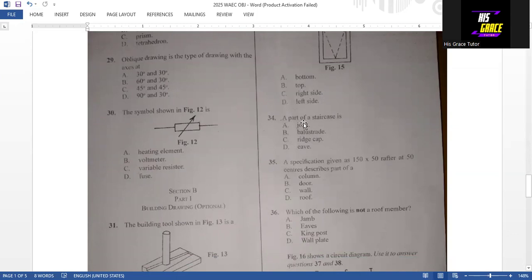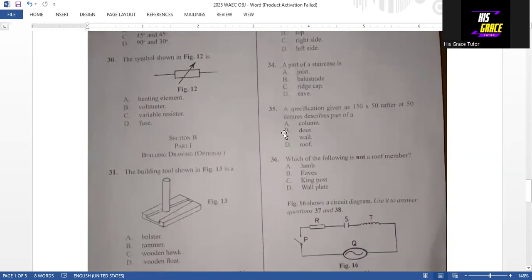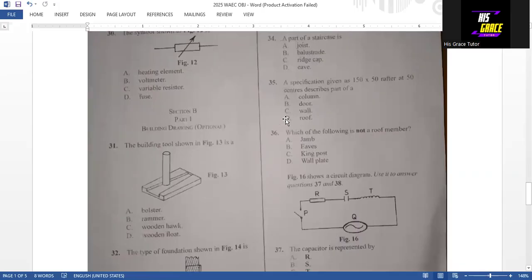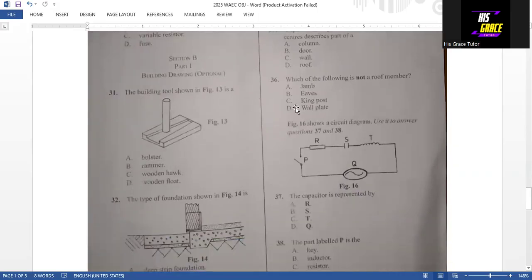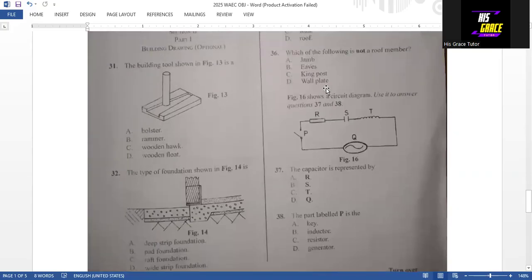Question 34, a part of a staircase is a balustrade. That is option B, the answer to that question. Question 35, a specification given as 150 by 50 rafter at 50 center describes part of a roof. That is option D, which gives us the answer to question 35. Question 36, which of the following is not a roof member? So jam is not a roof member. That's option A, the answer to question 36.